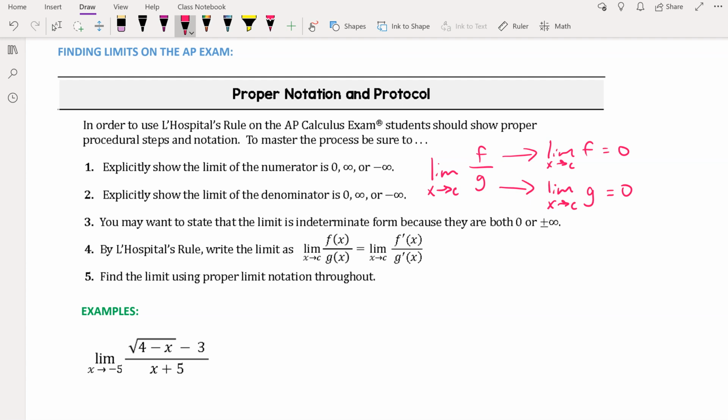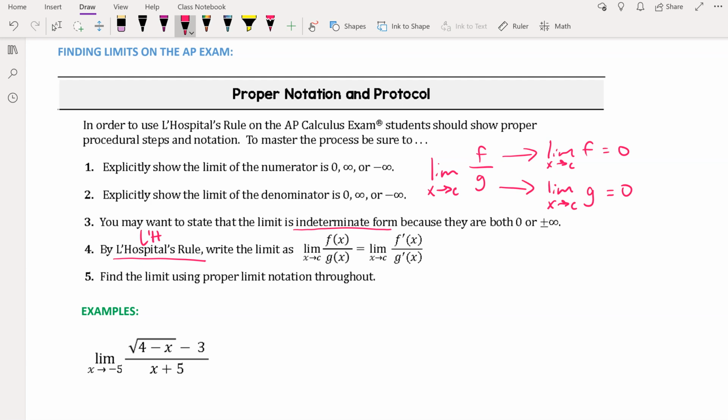Then you need to say, or you don't have to say indeterminate form, but I'm going to be writing indeterminate form. You have to say L'Hopital's rule. And instead of saying L'Hopital's, we're going to write L'H. AP graders know that that means you're using L'Hopital's. You have to tell them when you're using L'Hopital's. They want to know that you know you're using that.